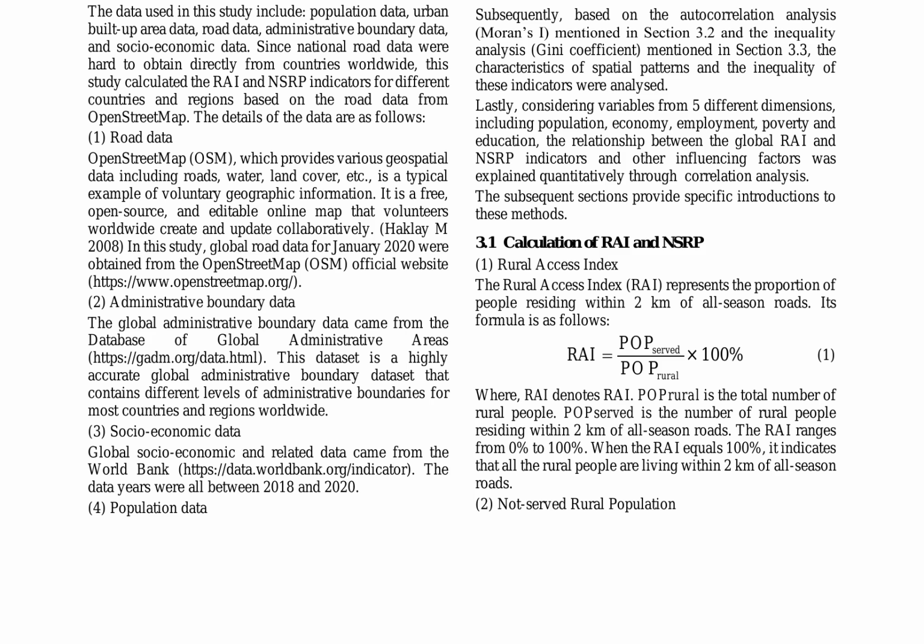The spatial patterns and associated factors of global RAI and NSRP are analyzed using autocorrelation analysis and inequality analysis. The relationship between the global RAI and NSRP indicators and other influencing factors is explained quantitatively through correlation analysis. The study's findings provide valuable insights into the correlation between RAI and its influencing factors, highlighting the importance of considering spatial patterns in rural accessibility assessments.